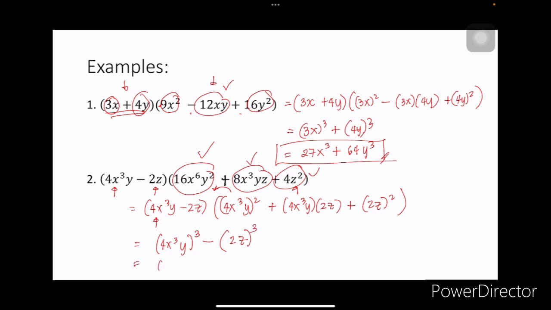So you will have now 64x raised to 9. I simply multiply the exponents. You will have y raised to 3 minus 8. That's 2 times 2 times 2, the cube of 2, which is 8. Then you have z cubed. This is now the final answer.